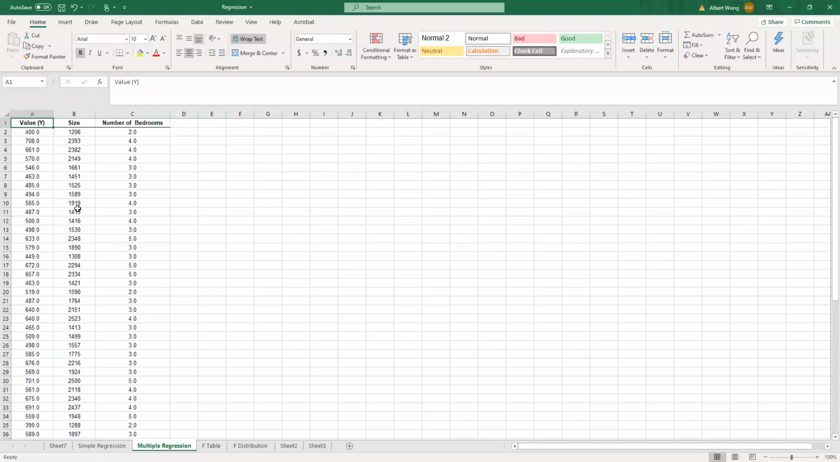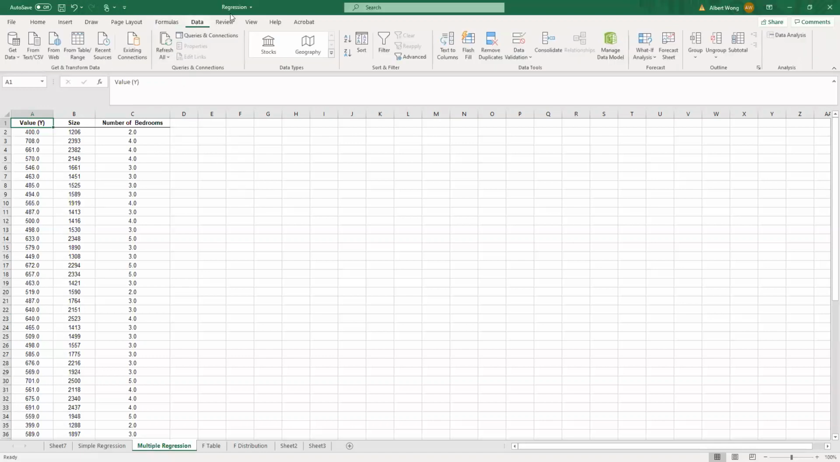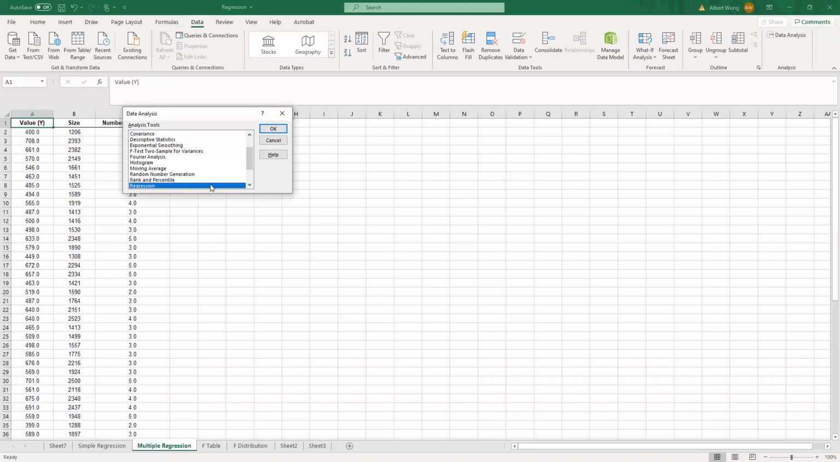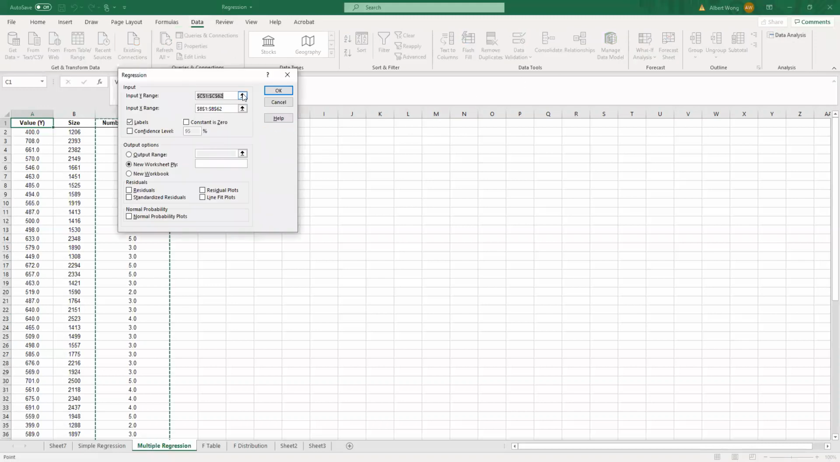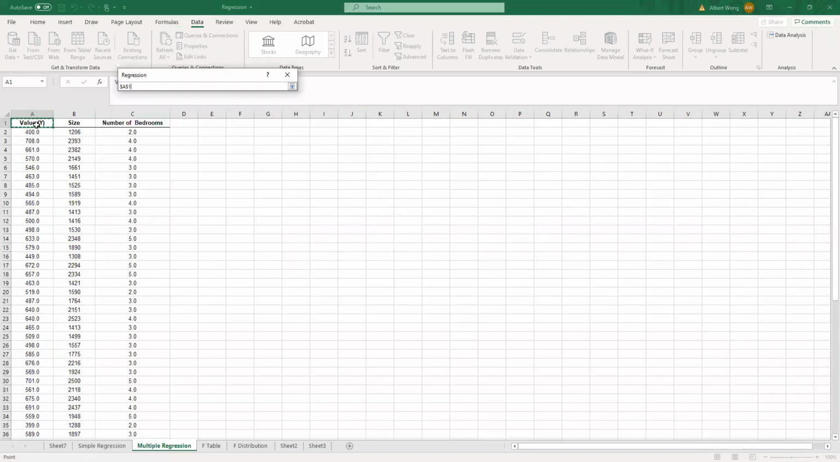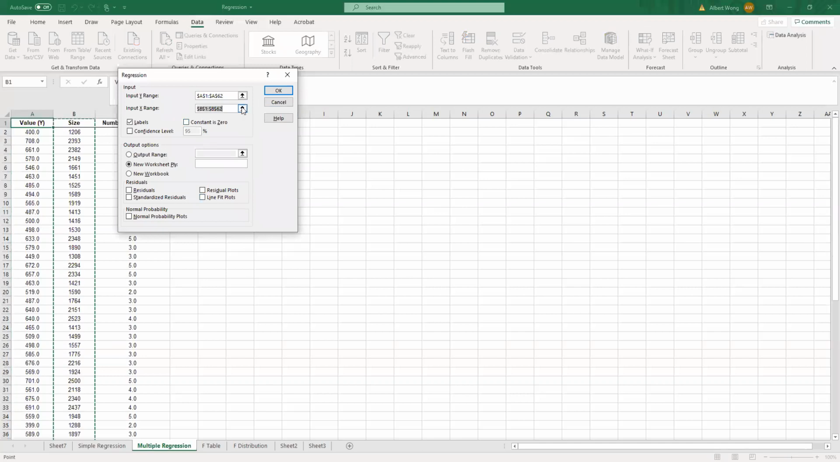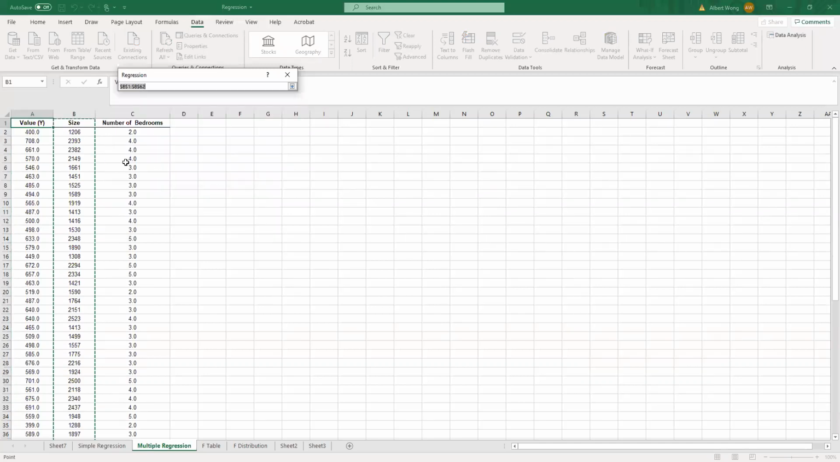So how do we generate the numbers for the analysis? We use the same program, right? So we go to data, we go to data analysis, and we go to regression, and we will specify what the y range is. So the y range is this. Now the x range, because we have 2 variables, you have to specify both. So when you do regression analysis in Excel, all your x variables should be together. They should be contiguous. You cannot have 2 x variables here and then an x variable on the other side of y.